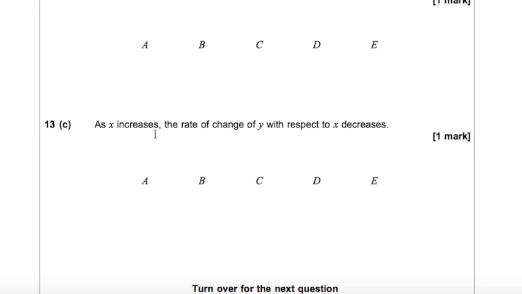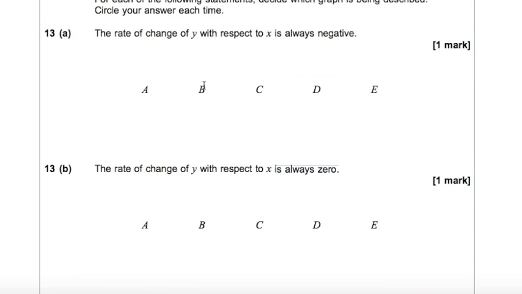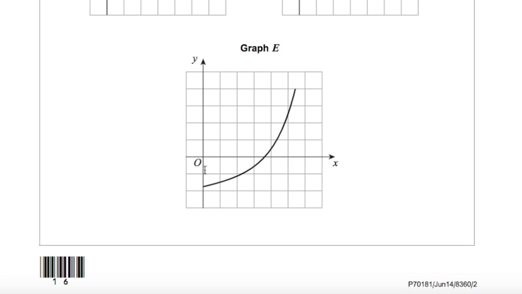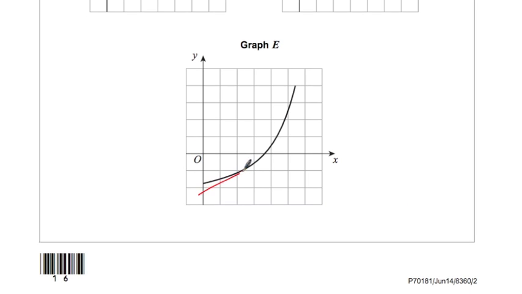13c, as x increases, the rate of change of y with respect to x decreases. So you can think of this as we run from left to right, so as x increases, the gradient decreases. So as we move from left to right, we've got to look for one where the gradient is going down. Whereas here, as we move from left to right, we can see the gradient's going up, if I imagine drawing tangents on that.